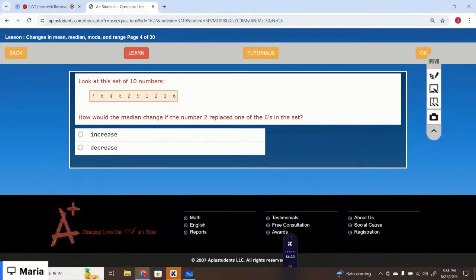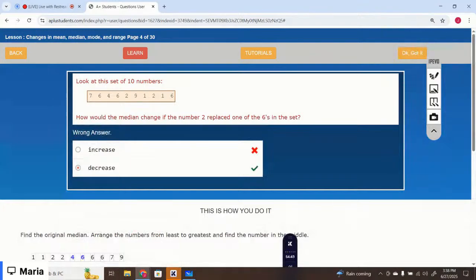Look at the set of 10 numbers. How would the median change if the number 2 replaced one of the sixes in the set? If the number 2 replaced 6, it would be decreased. The correct option is decrease.